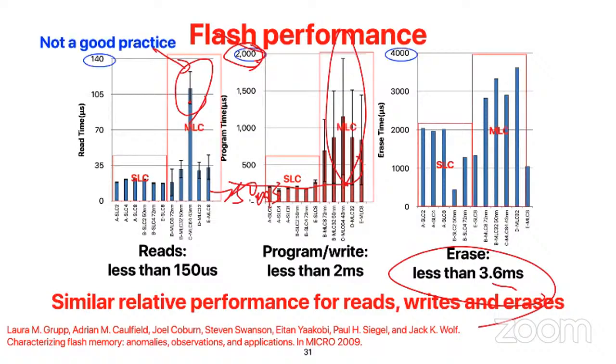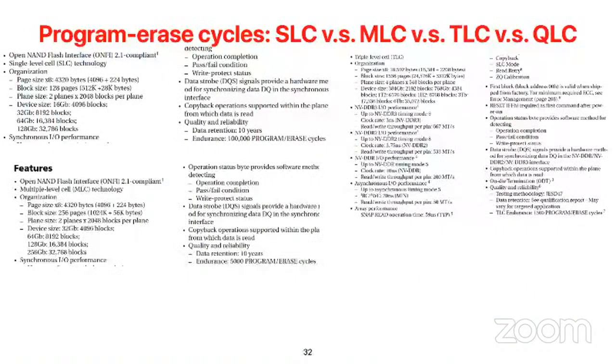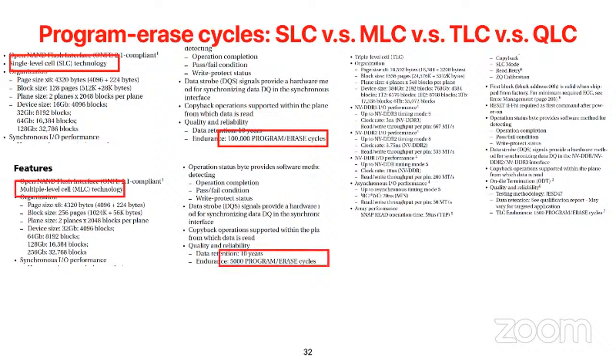Another thing is that if you look at the program erase cycles that we have in modern flash memories, for SLC you can get like 100,000 program and erase cycles. When you move to MLC, it's 5,000 program and erase cycles. When you are using TLC, it's only about 1,500. Which means that if you have a solid state drive and you try to rewrite the same place 15,000 times, your solid state drive will be dead.